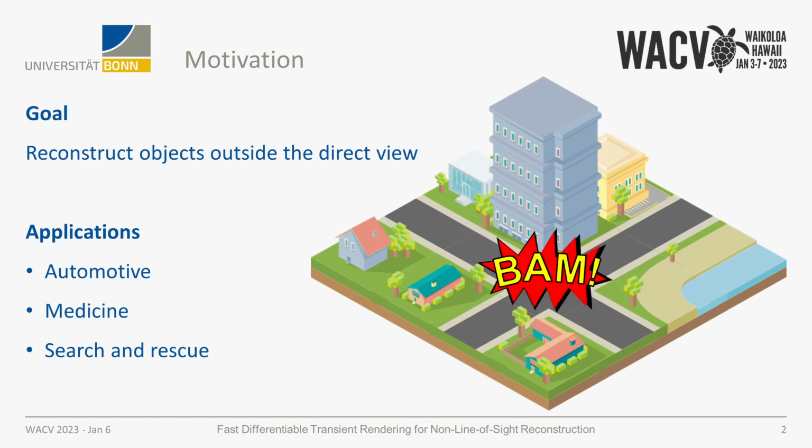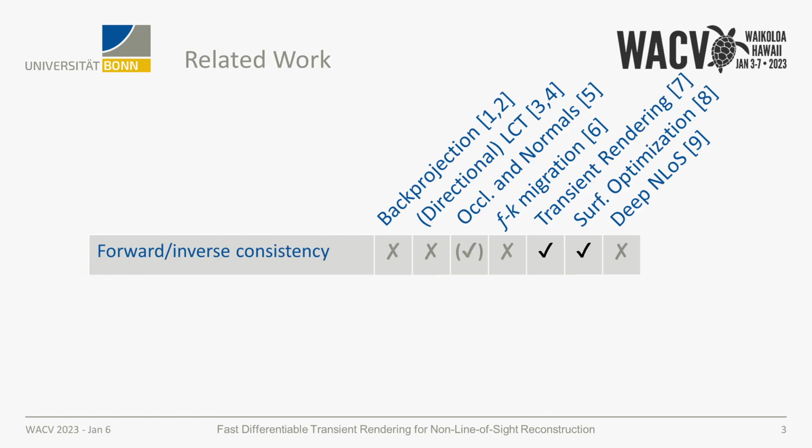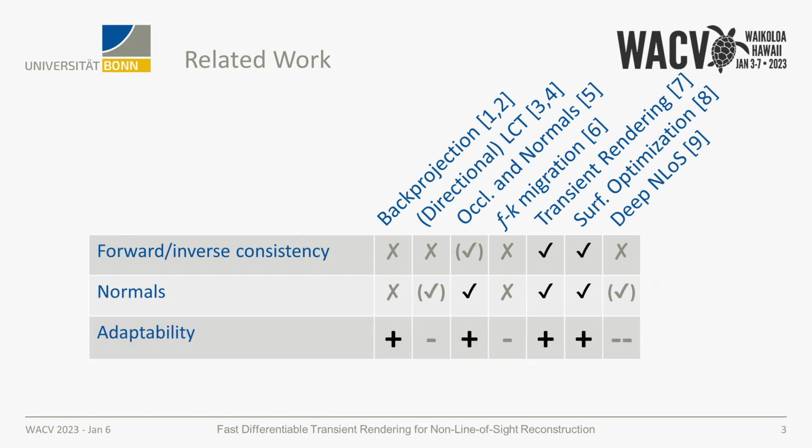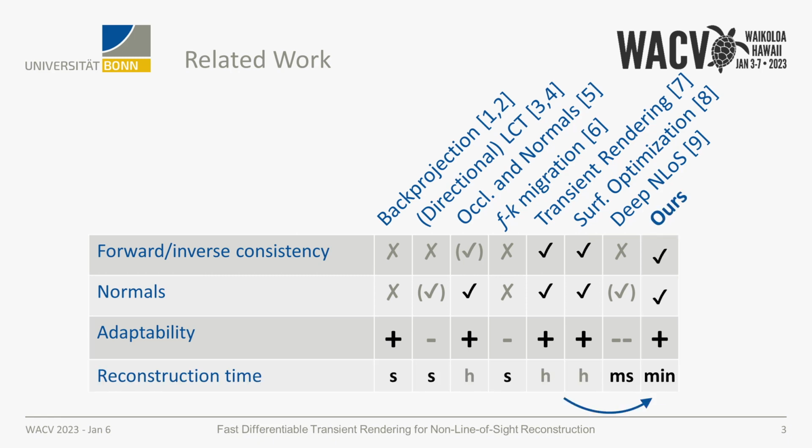The most straightforward scenario for such a technique is in automotive applications, where the knowledge of what lies around the next corner is invaluable. Existing approaches typically have one or more shortcomings, including lacking a forward-inverse consistency, the missing ability to reconstruct normals, not being easily adapted to other environments, and long reconstruction times. Our work builds on a capable rendering-based approach, but reduces the runtime from hours to minutes.